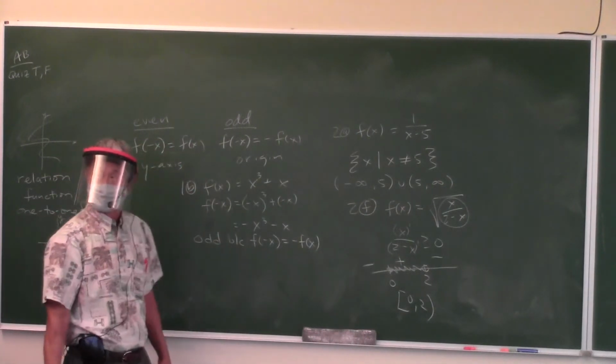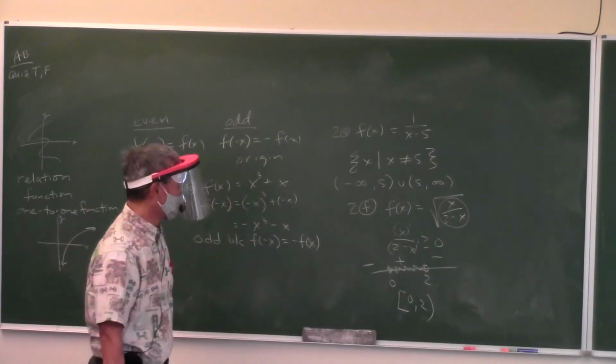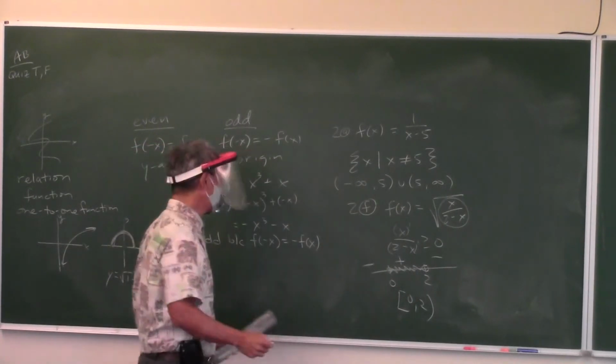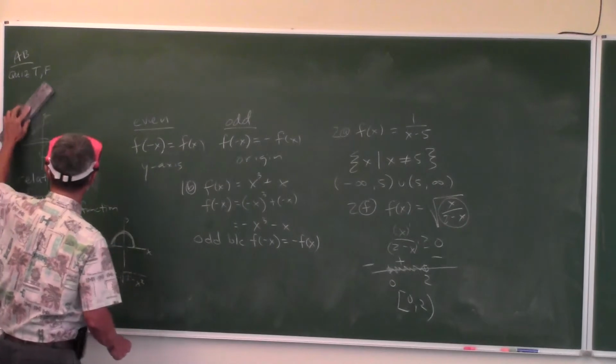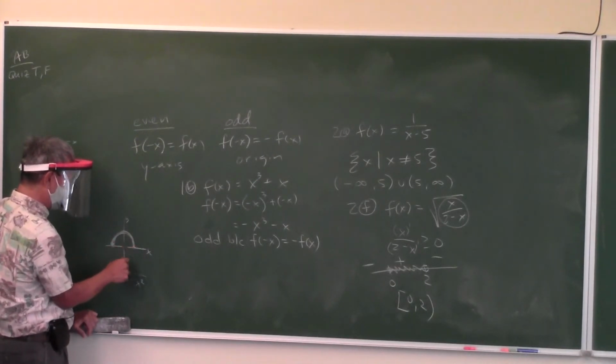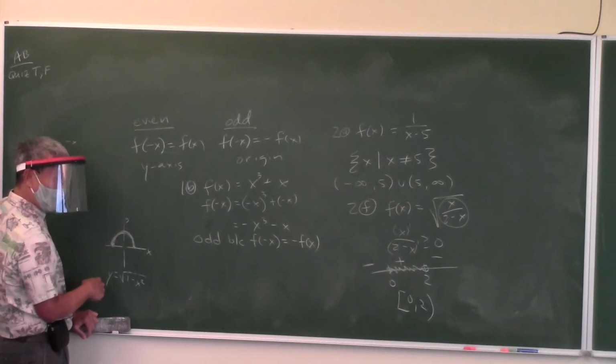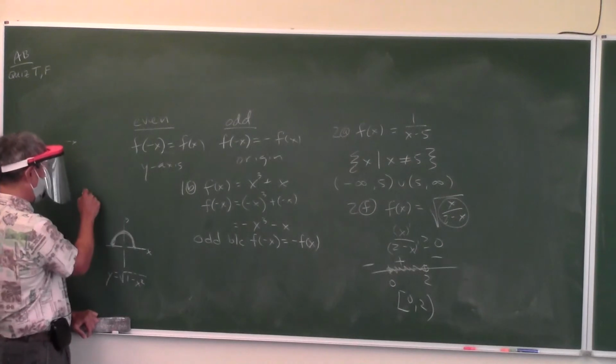Easy, yeah? Okay, but what's harder is find the range. Do you guys even know the difference between domain and range? Okay, then I'm going to have to check to make sure. Look, here's a semicircle of radius 1. What is the domain?